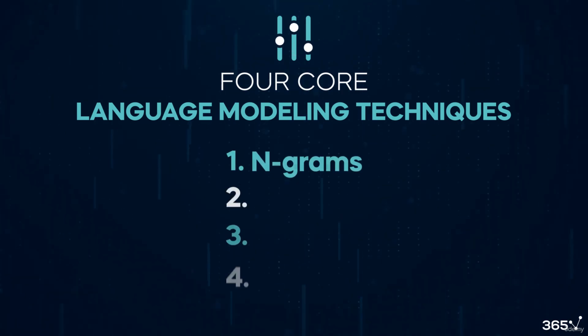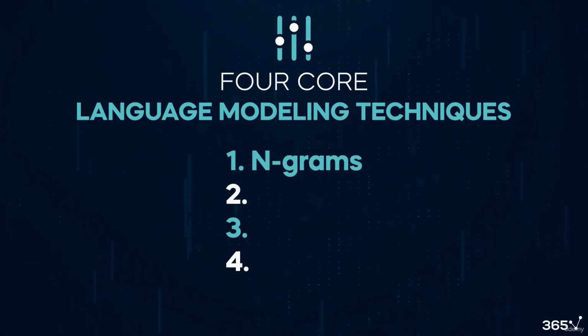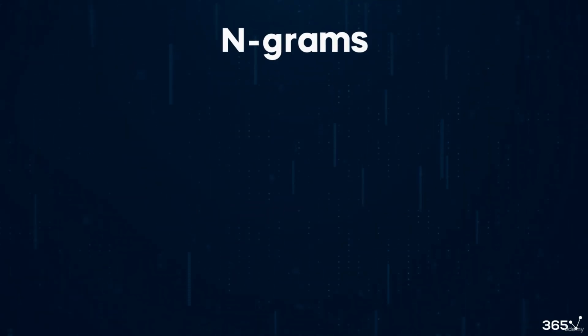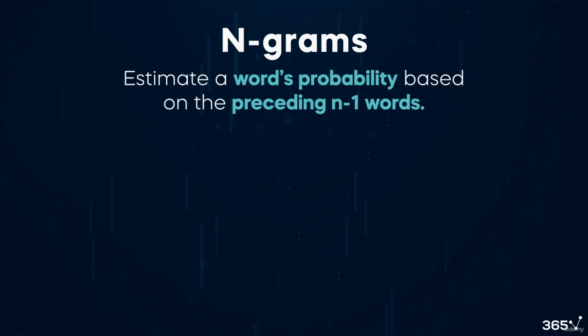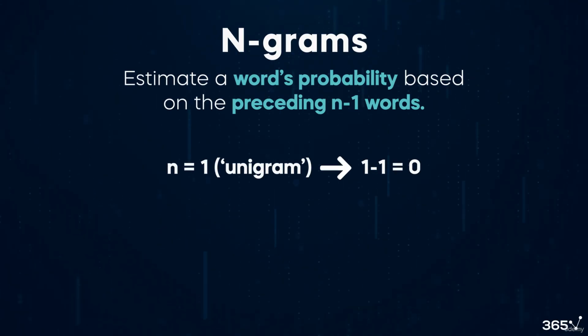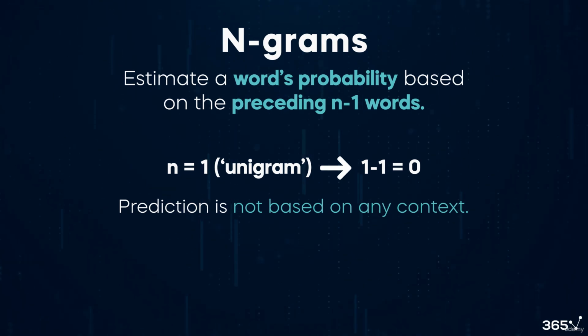The first technique, N-grams, is a fundamental building block for language modeling. The idea behind N-grams is pretty simple. We can estimate a word's probability based on the preceding n-1 words. So, in an n-gram with n equal to 1, called a unigram, 1 minus 1 would equal 0, right? This means that the prediction is not based on any context. Let's see how this works.